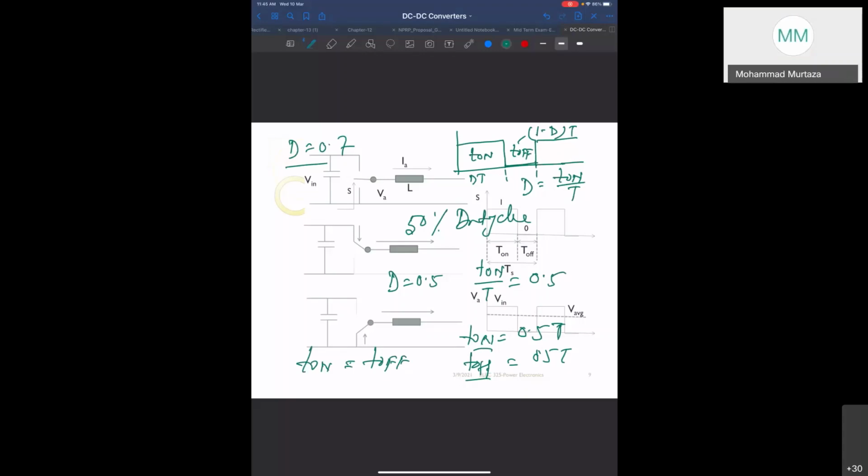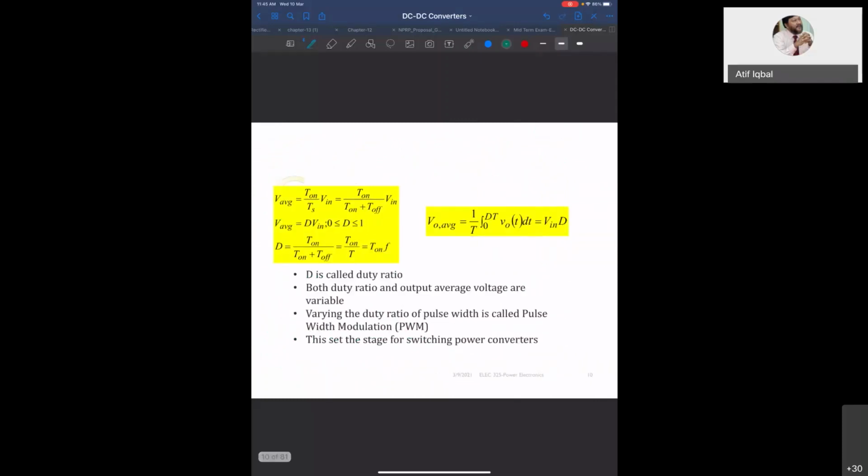Yes. So when D is 0.7, that means 70% of the time the switch is on and 30% of the time the switch is off. Okay. If D is 0.1, that means 10% on and 90% off. And T is equal to 1 by F. I will discuss these things later.